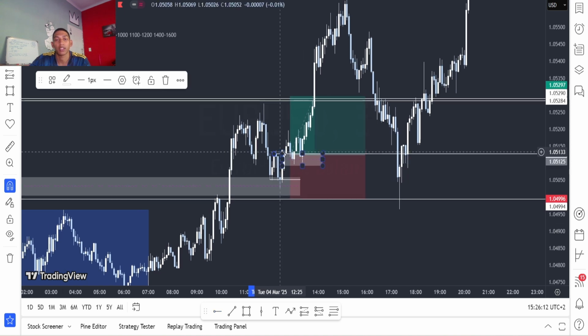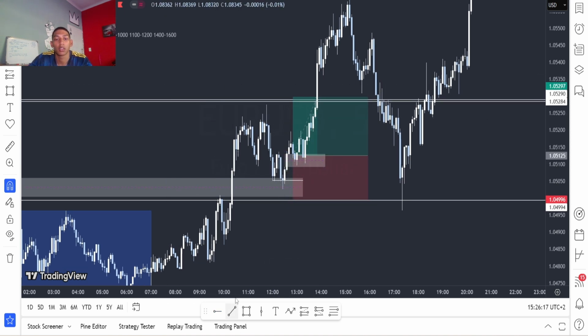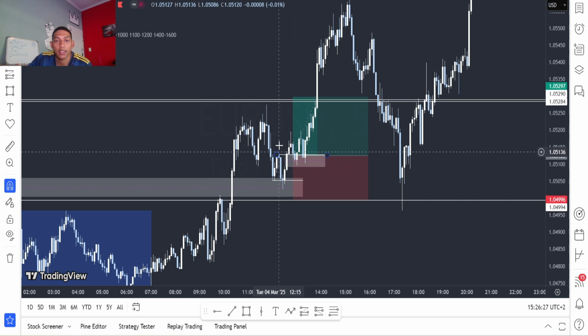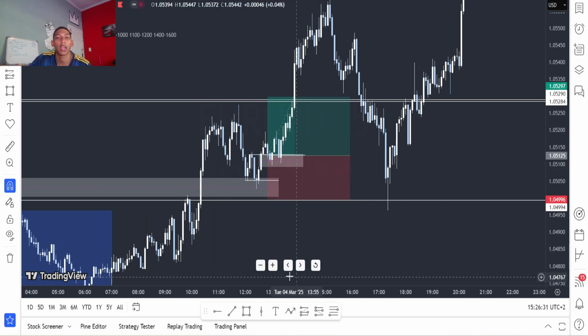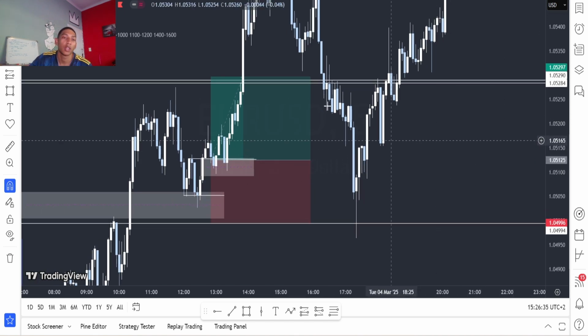We have a break of structure here. I'm gonna show you. So if you can see, oh my goodness, there we go. Price breaks this high, right, and retraces back into it and into this fair value gap. Now, why did we expect that?